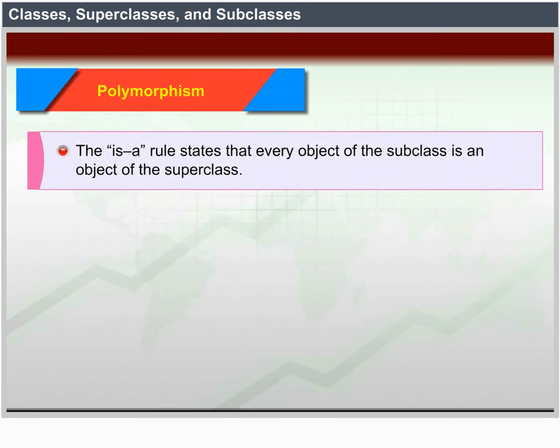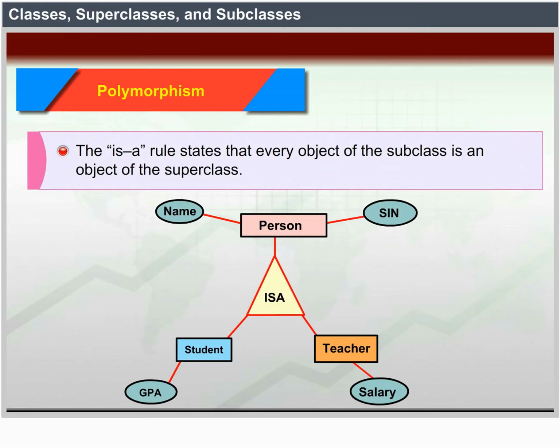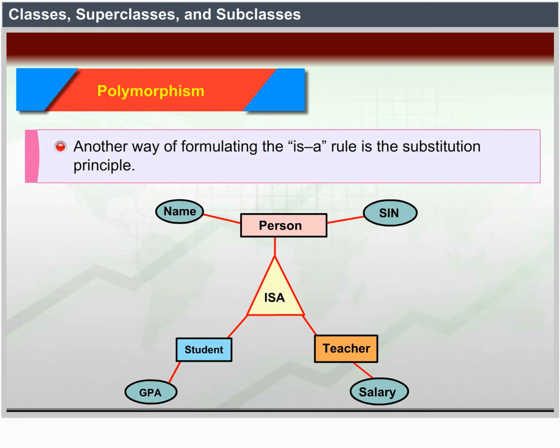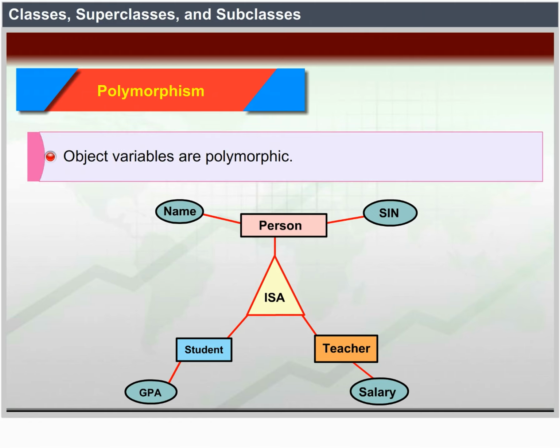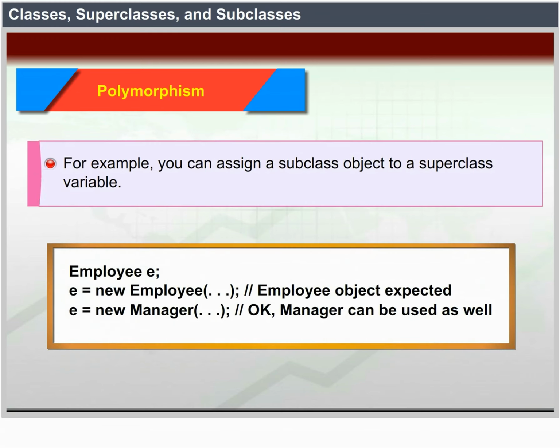Polymorphism. The is-a rule states that every object of the subclass is an object of the superclass. Another way of formulating the is-a rule is the substitution principle. The principle states that you can use a subclass object whenever the program expects a superclass object. Object variables are polymorphic. For example, you can assign a subclass object to a superclass variable. Employee e = new Employee(); // Employee object expected. e = new Manager(); Okay, Manager can be used as well.